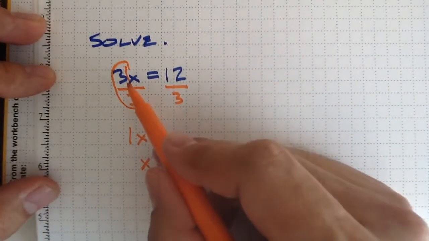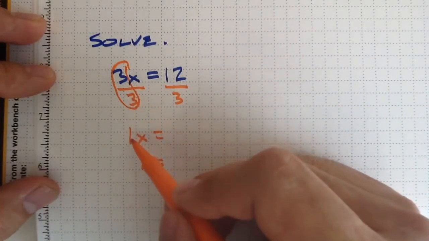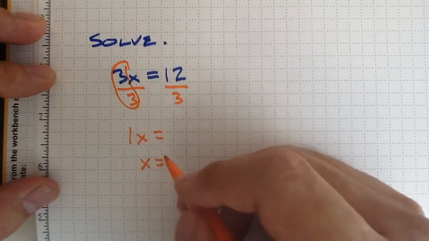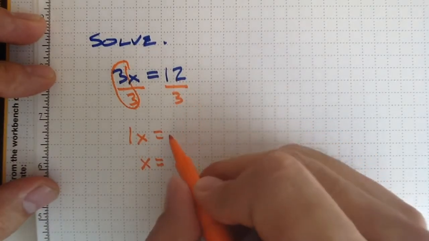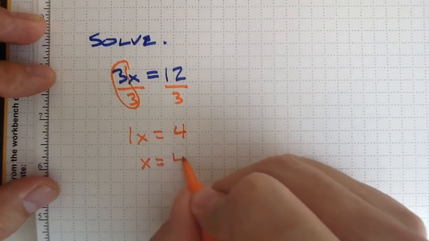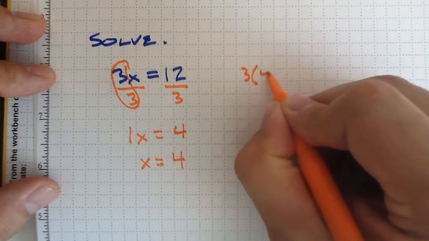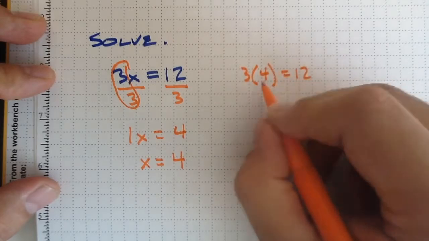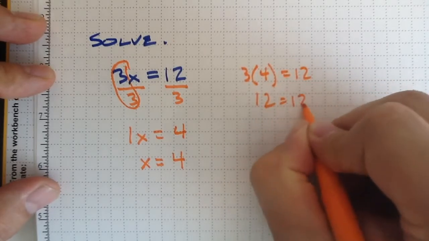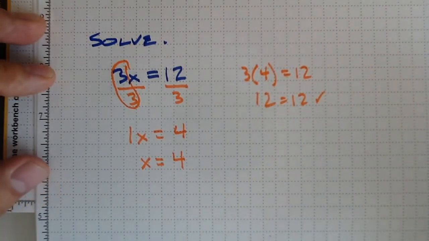But once again, notice how it's not becoming a 0, it's becoming a 1. It's a little bit different with multiplication. Now, on the right side, 12 divided by 3, that's easy, that's 4. So x equals 4. And if we go back and check our work, 3 times x equals 12. 3 times 4 is 12, and that works.